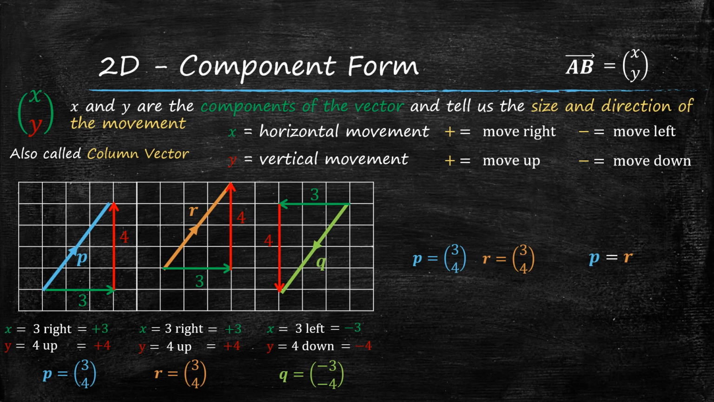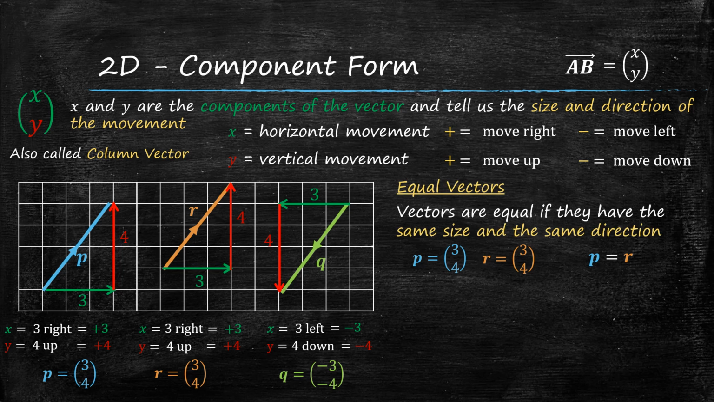Now this brings us to one of our vector rules, which states that equal vectors have the same size and same direction. So we say that vectors p and r are equal because they have the same size and they have the same direction. Now let's look at vector p again, components (3, 4), and vector q, components (-3, -4). Now looking at this, we can notice that q is actually equal to negative p.